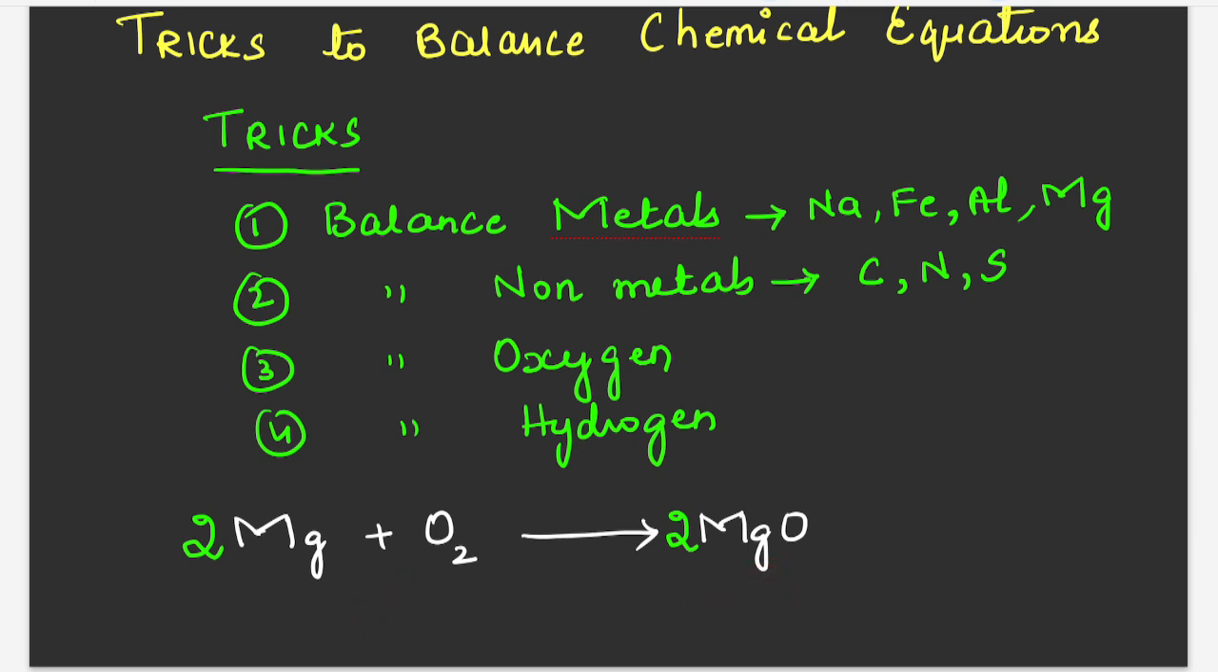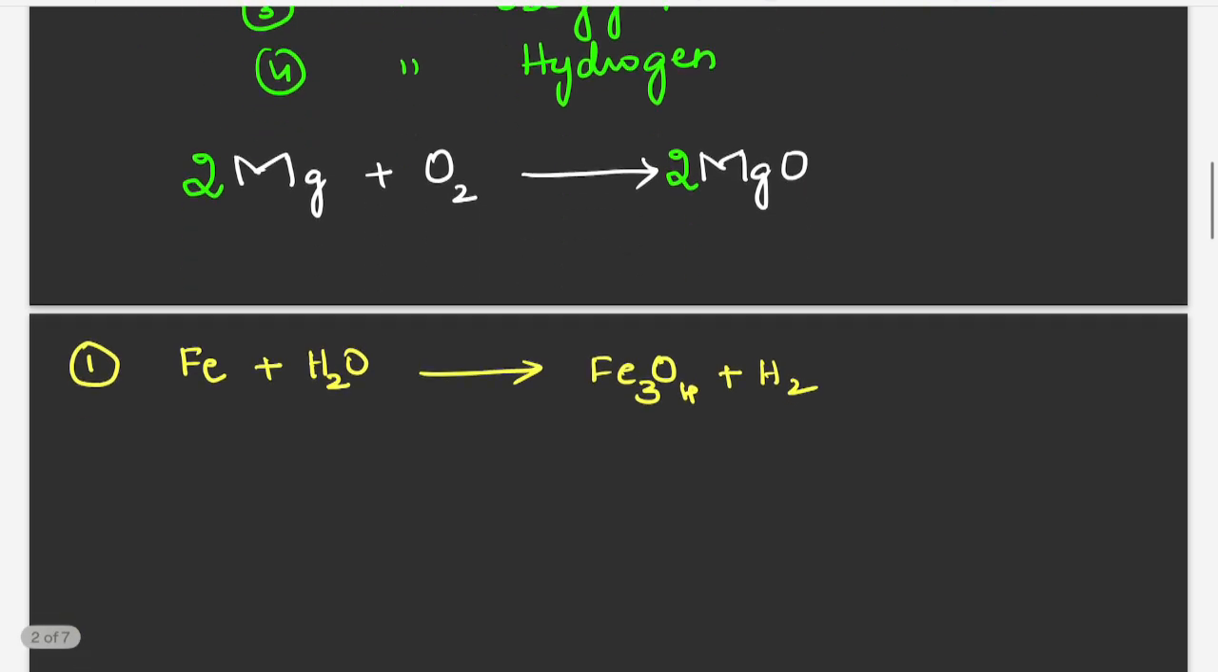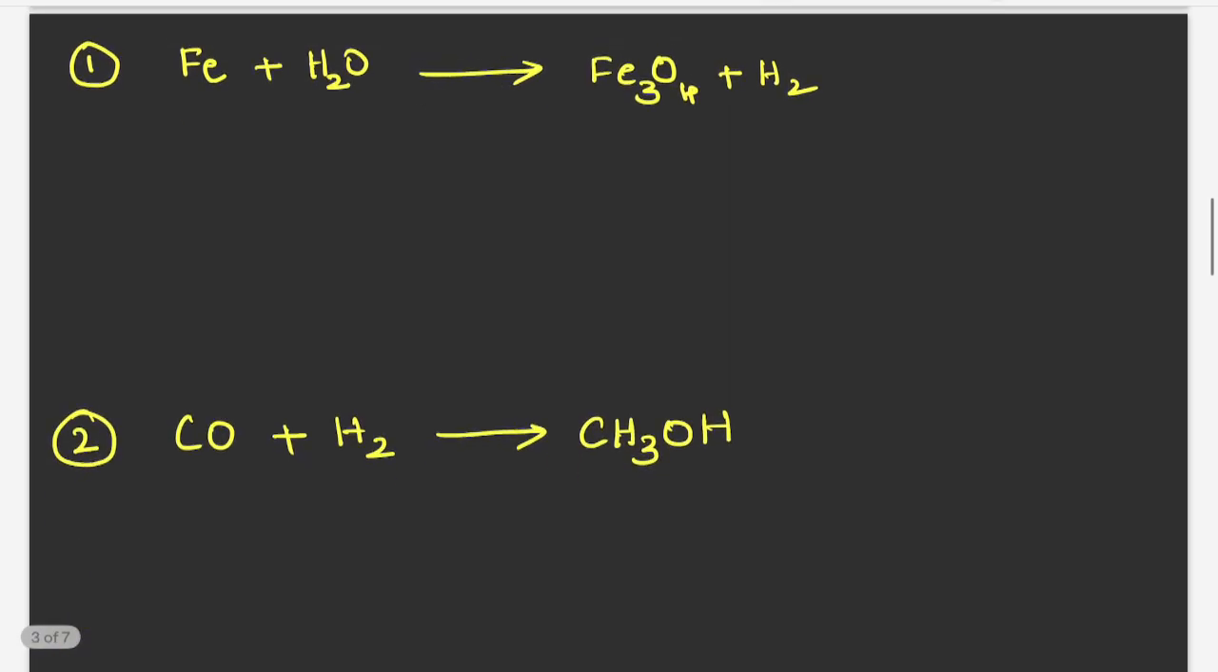Is that clear, students? If you are getting confused about whether this number belongs to magnesium or oxygen: if a number is present in front, this number is for all these atoms. So 2 magnesium and then 2 oxygen. Suppose 2 is present as a subscript here, then this 2 belongs only to this atom. So 2 oxygen atoms are present. Is that clear? We'll take some more examples so that it becomes clear for you.